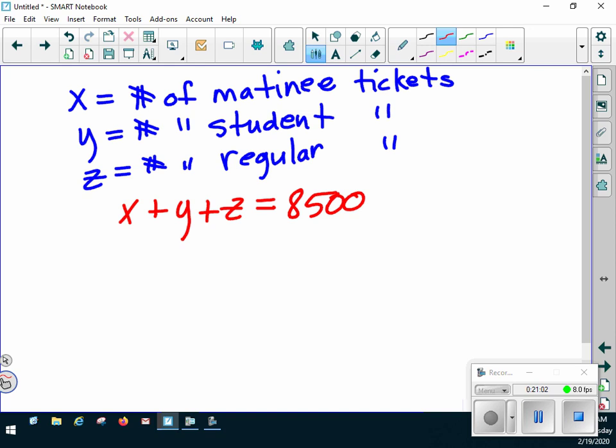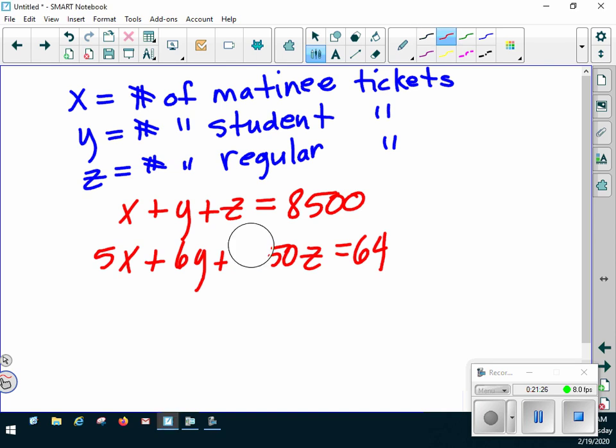5X? What's 5X? The $5 is the cost of a matinee ticket, and we're selling X of them. 5X plus 6Y plus 8.50Z equals what? 64,600. I need another equation.